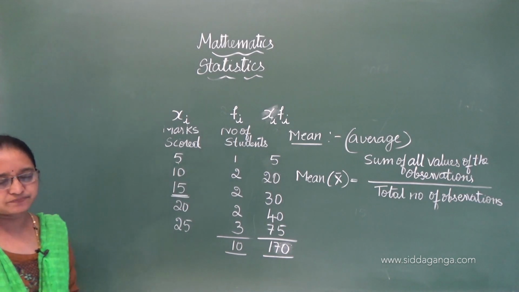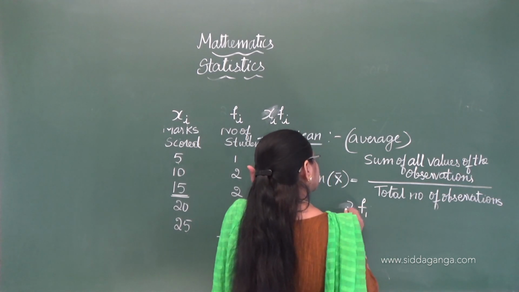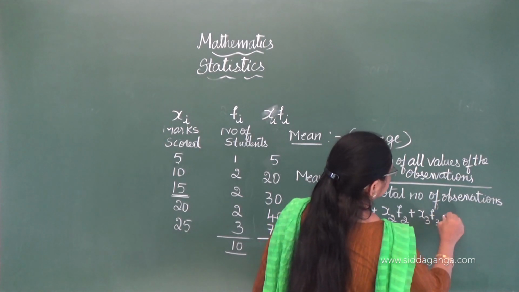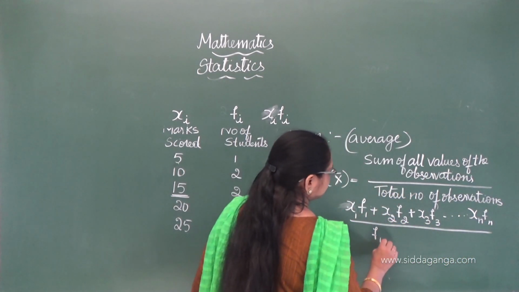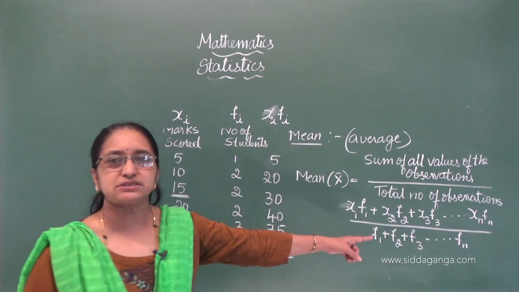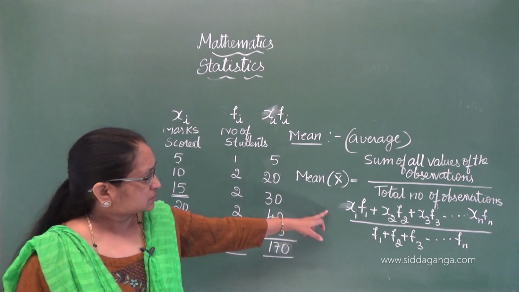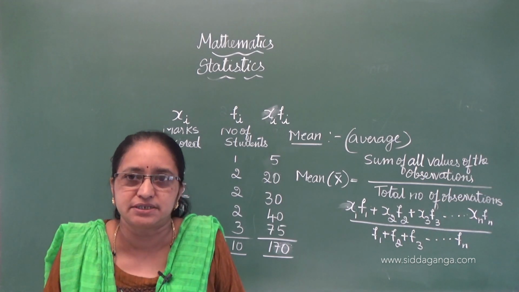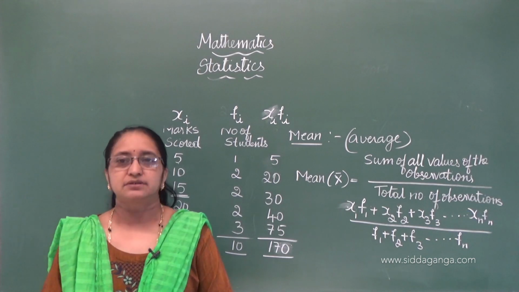So what are the values here? Here, see, x1 f1 plus x2 f2 plus x3 f3, like this up to xn fn, divided by f1 plus f2 plus f3 up to fn. See here, n represents the number of observations, here 10. So like this. Now instead of writing this, can I use the symbol sigma? You have studied sigma in the 9th standard. Sigma is nothing but summation. The meaning of it is summation, okay, sigma.